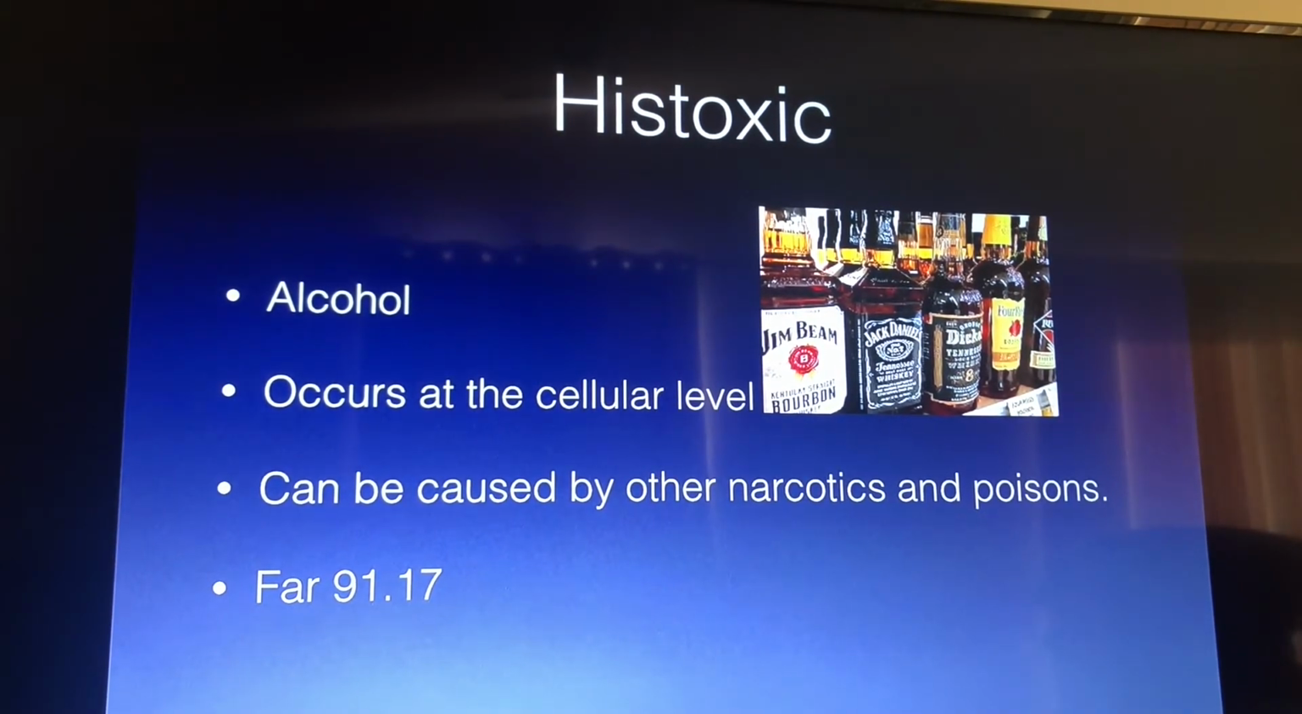Now we've got histotoxic hypoxia. According to the FAA, this type of hypoxia happens at the cellular level, meaning that the cells expecting and needing the oxygen are impaired and cannot use the oxygen to support metabolism. To the pilot, this means that even though there's an adequate supply of oxygen to breathe and that oxygen is being circulated by the blood, the cells are unable to accept that oxygen. Like I said, alcohol or even narcotics can be the primary factors of this hypoxia.